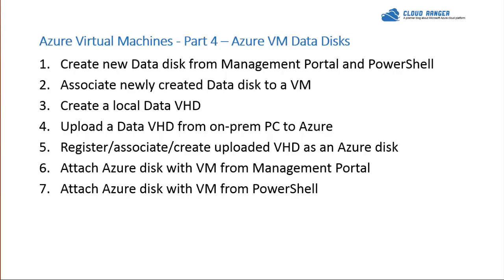The third point over here is to create a local data VHD. So before we upload a data VHD, we have to create one. You might already have a data VHD with your Hyper-V or VMware system, but I'm going to show you how to do this for this lab, to create a data VHD on your computer and upload that to Azure. So that will be number 4. That will take the VHD from our on-prem PC, which is my client PC I have always been working on with you guys, and we're going to move that to Azure.